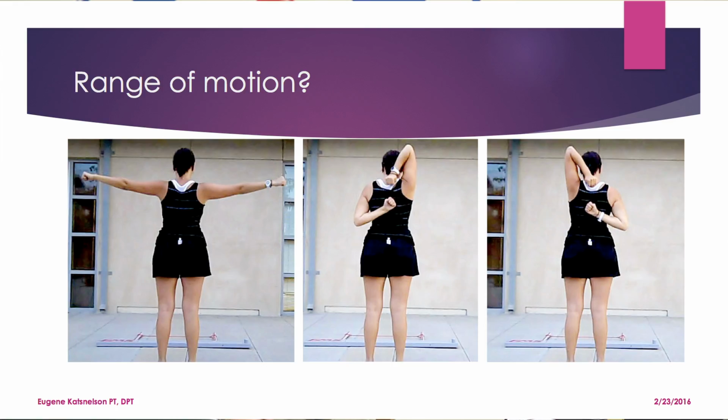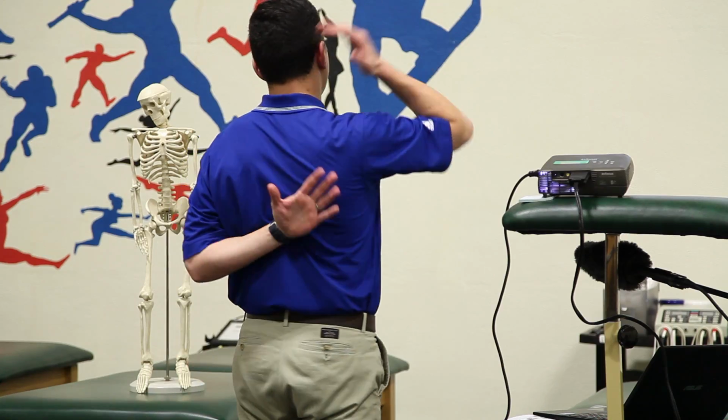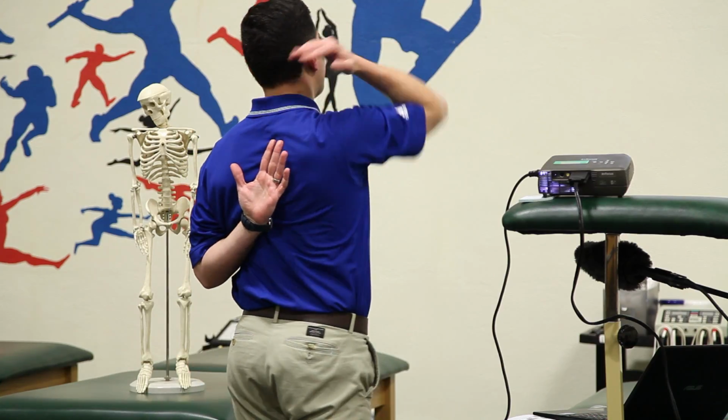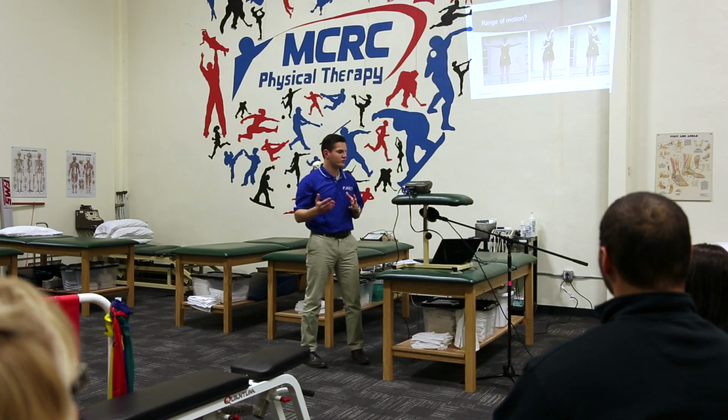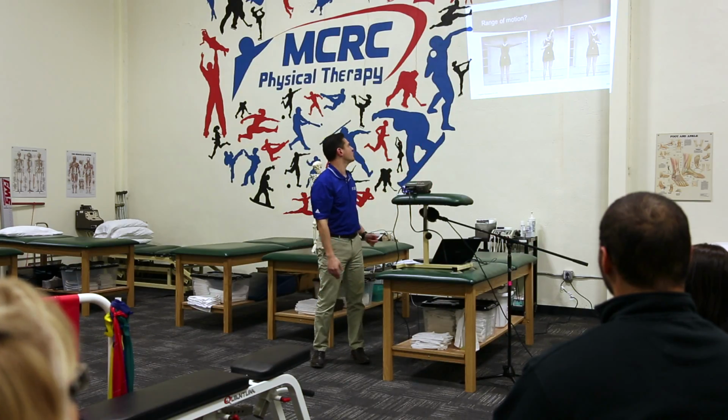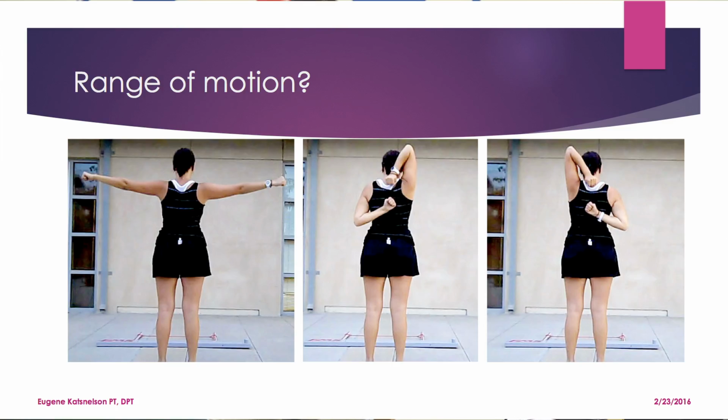The next thing we always look at is range of motion. I love this picture because it's one of the first things that I do with patients when they come in: I have them see if they can touch their fingers behind their back, like so in the picture. A lot of times people aren't able to do it, and they have no idea that they can't until I ask them to do it. And that's important.